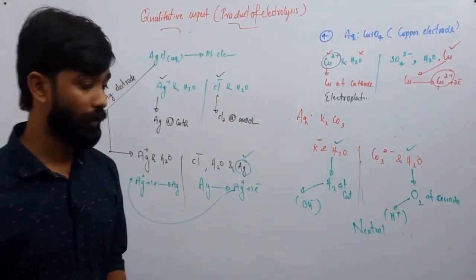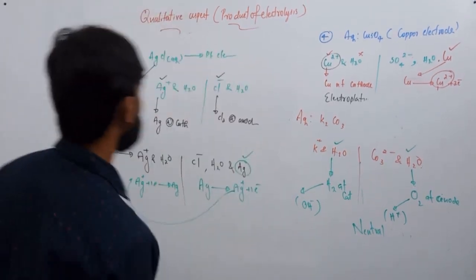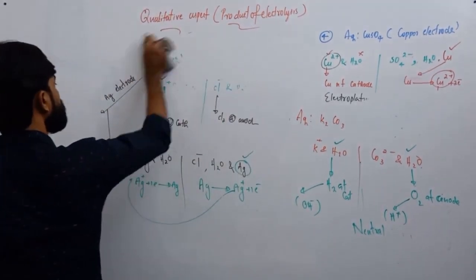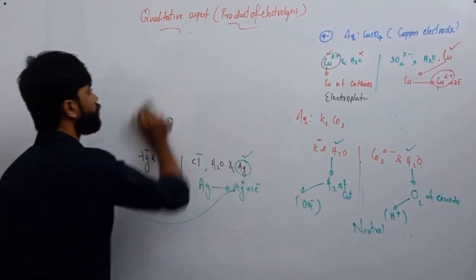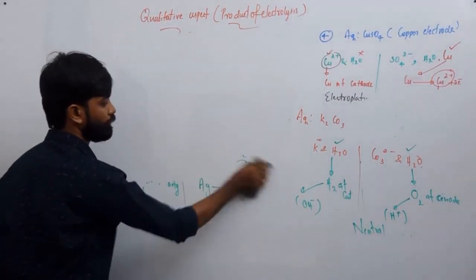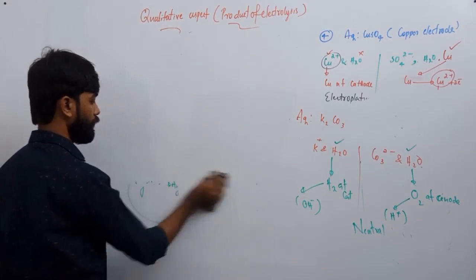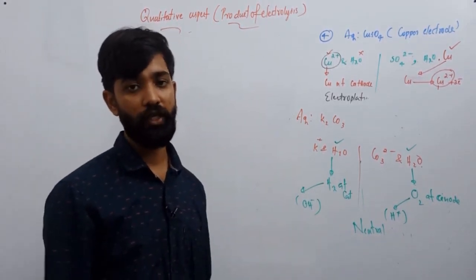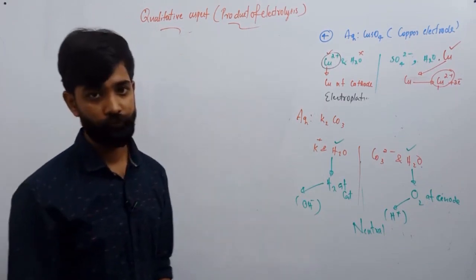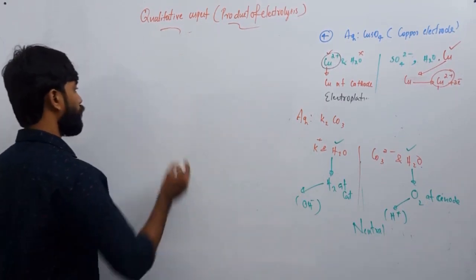So this is how we can predict the product in electrolysis. Okay, this information is enough for the prediction of product of electrolysis in your case. And no need of studying the order of discharge potential or something like that. These points are enough. Okay, one more example.